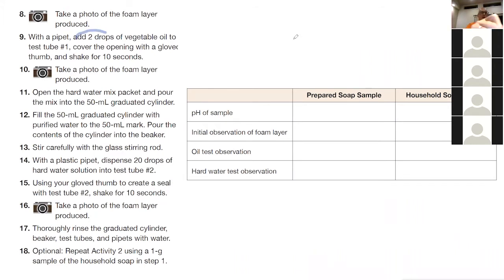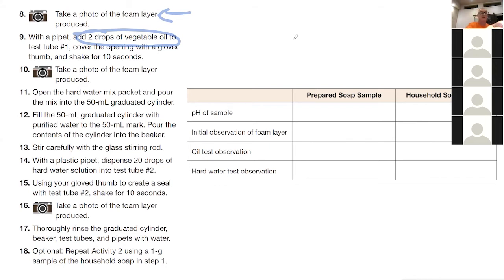So we're going to put a couple drops of the vegetable oil in the test tube, shake it up, and see what happens. So take a picture of it before and after you've added the vegetable oil, because we want to see what happens to the vegetable oil.